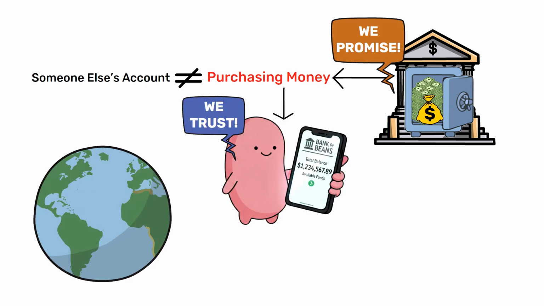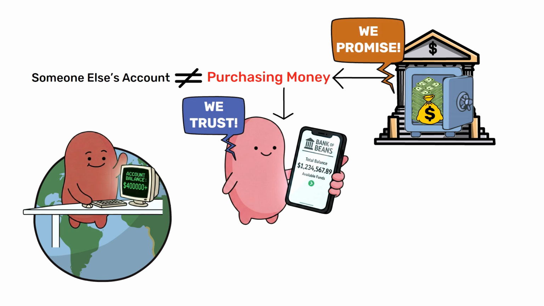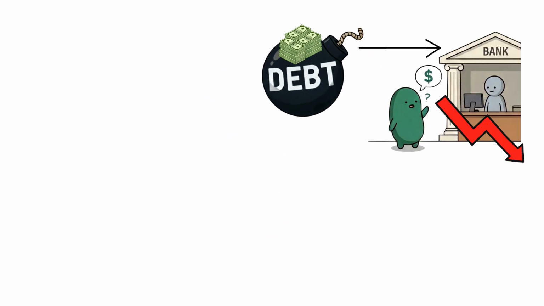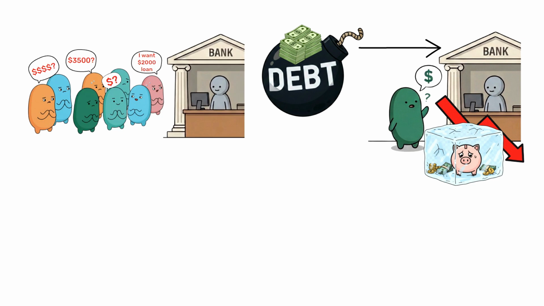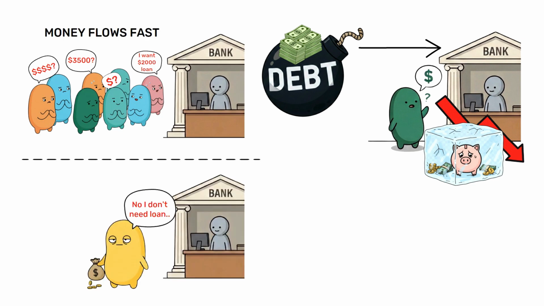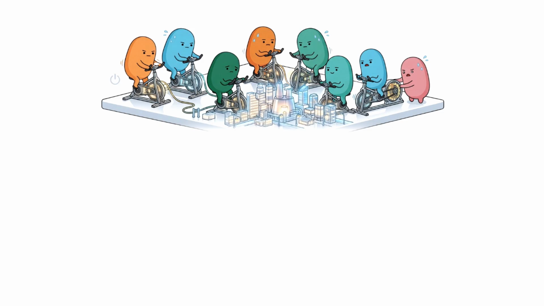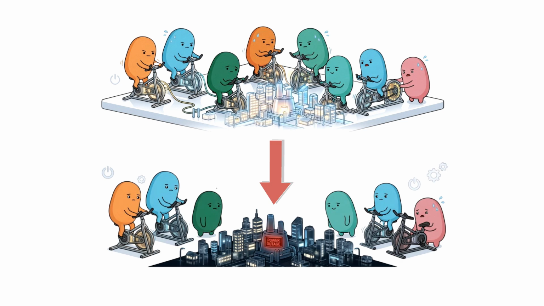In today's world, this mechanism, bank lending, creates the overwhelming majority of all dollars in existence. But the same engine that accelerates economic growth also injects instability. Because money is created as debt, a slowdown in lending can freeze the entire system. When people borrow aggressively, money flows fast. When people stop borrowing, money creation stalls. And suddenly businesses, workers, and consumers feel the squeeze. It's like powering a city with bikes. Everything works as long as enough people keep pedaling. The moment pedaling slows, the lights go out.